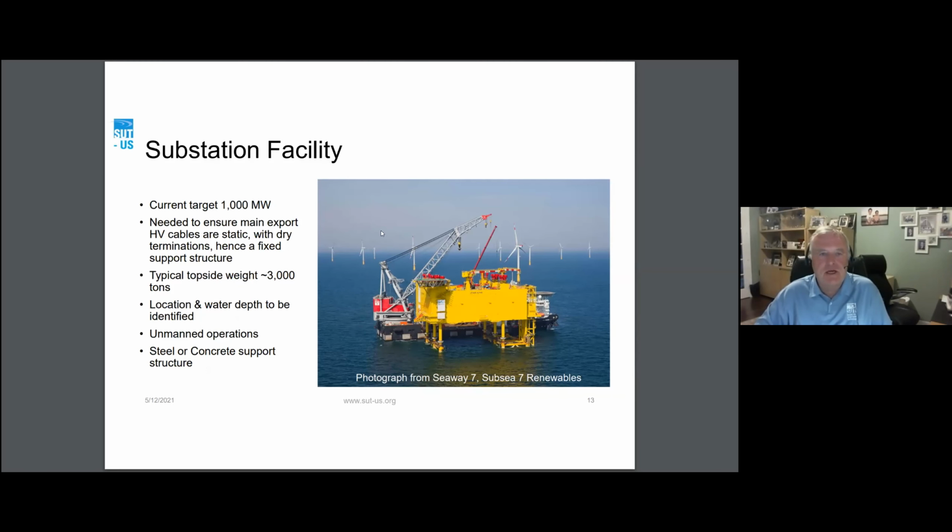So here's a substation. This is in the North Sea at the moment in Europe. They're putting in 1,000 megawatts, a gigawatt, weighing about 3,000 tons. But they also see these are unmanned operations. They can be supported on steel or concrete, which could help things on the construction side. But they're working now in Europe on 2 gigawatt units of these. So they're getting bigger, and these fit into the larger distribution substations.